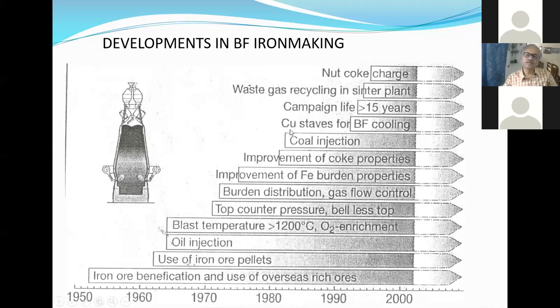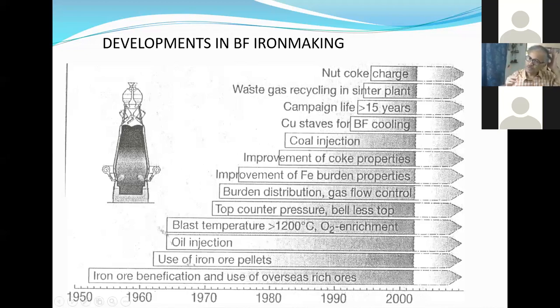Now there are the copper staves for blast furnace cooling. It is very important because you can see the campaign life has increased by more than 15 years, and one of the important reasons is the copper staves for blast furnace cooling. Stave cooling means you have copper plates with a water inlet and outlet. Since copper has very high conductivity, it can extract the heat very fast, and water cooling inside it also increases the heat extraction. So you can keep the refractory cool.